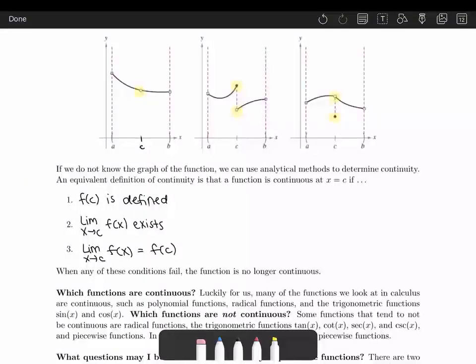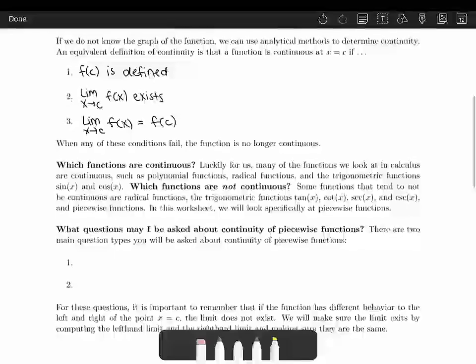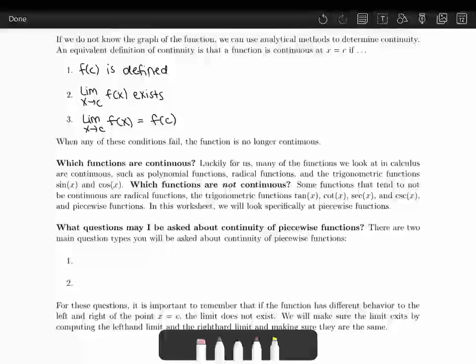So this is great. We know an analytic definition of continuity, but practically, which functions are going to be continuous? Luckily for us, many of the functions that we look at in calculus are continuous, like the polynomial functions, the radical functions, which just means square roots and cube roots and things like that, and the trig functions sine and cosine. But other functions are not continuous.